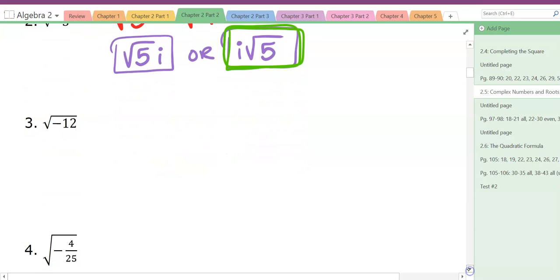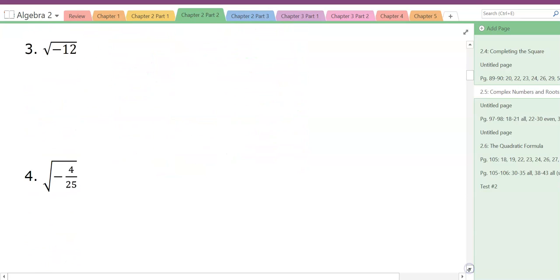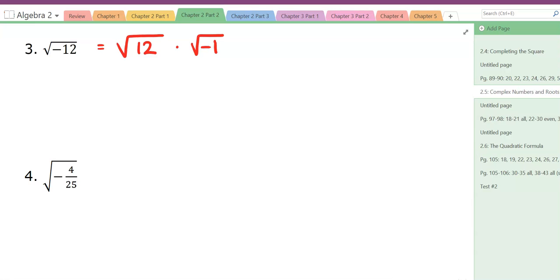All right, if we take a look at number 3, we have the square root of negative 12. So again, I would just split it apart so you've got the square root of 12 times the square root of negative 1. Now with 12, we can break this one down a little bit more because there is a perfect square number that can go into 12. So I could rewrite this as 4 times 3, because 4 is a perfect square that goes into 12. And then that square root of negative 1 is just going to be an I, so I'm going to have an I attached.